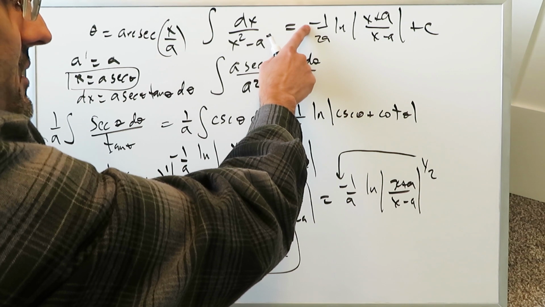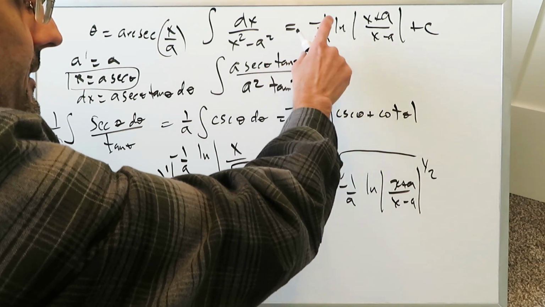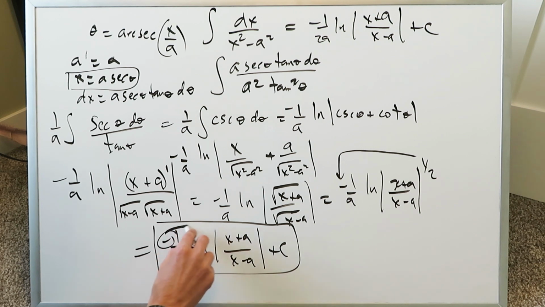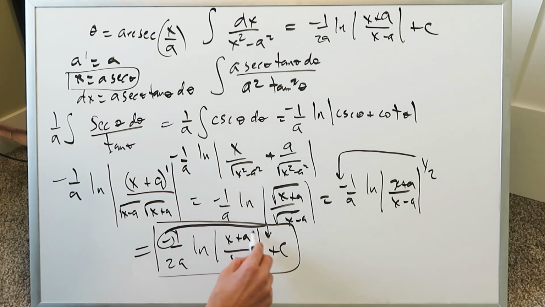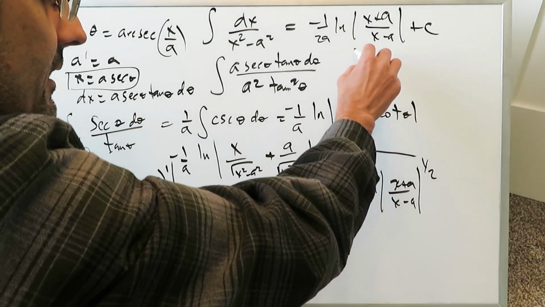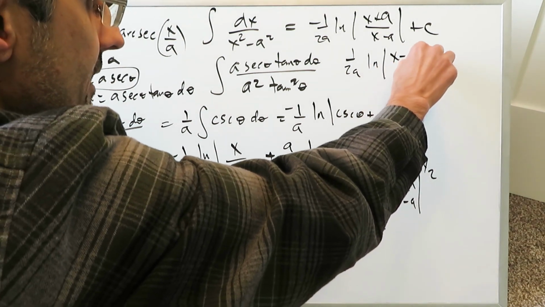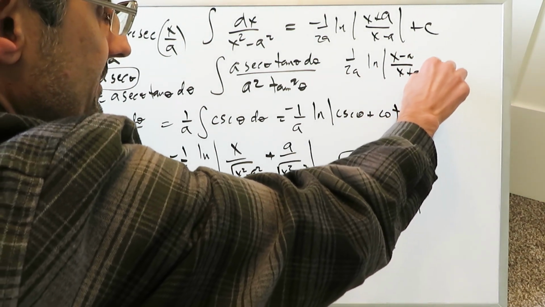To change it, you see you have a minus here. You can bring the minus here as an exponent. Let's look over here. You have this minus, you can bring this minus as an exponent of this natural log item over here, and that flips everything around. So everything here in essence becomes 1 over 2a natural log x minus a over x plus a plus c.